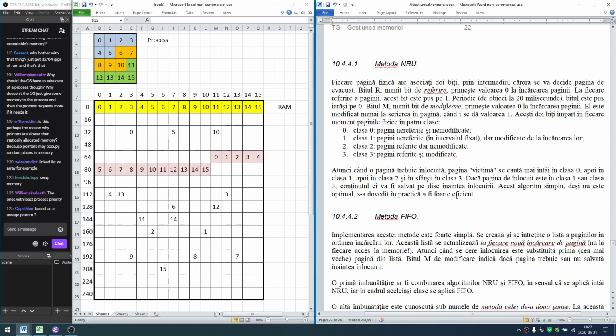So I'm gonna go on with Kopsiman's question, usage pattern. So here is one way of doing it. It's called not recently used. We come up with the following mechanism. Each page gets 2 bits.